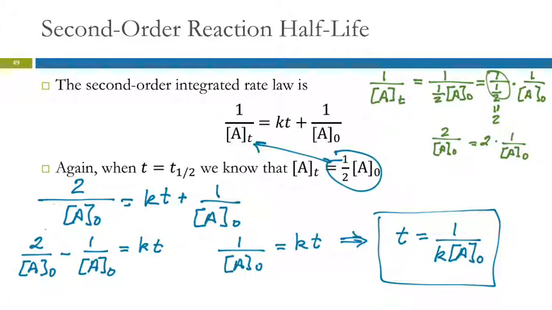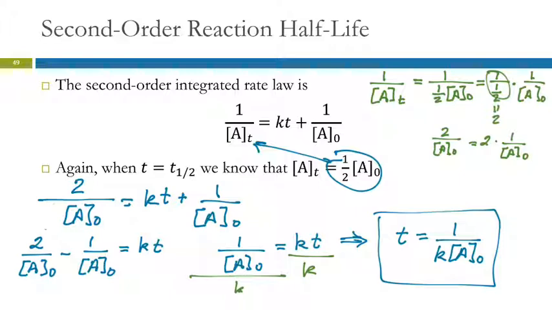Okay? Yes? Why isn't K on top here? Excellent question. So I have KT, and what I did is I divided both sides by K. So the question is, wouldn't that put K on top? No, because it's not 1 over 1 over K. It's 1 over K.